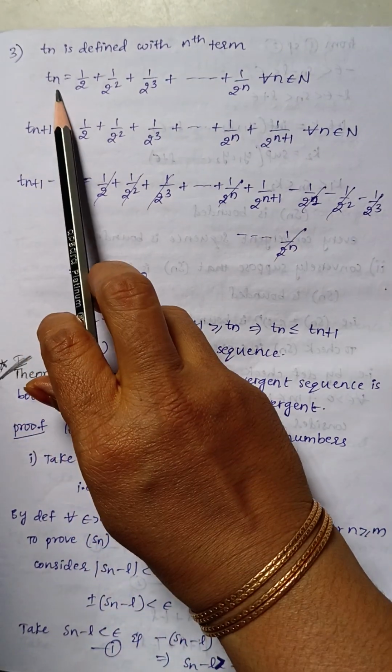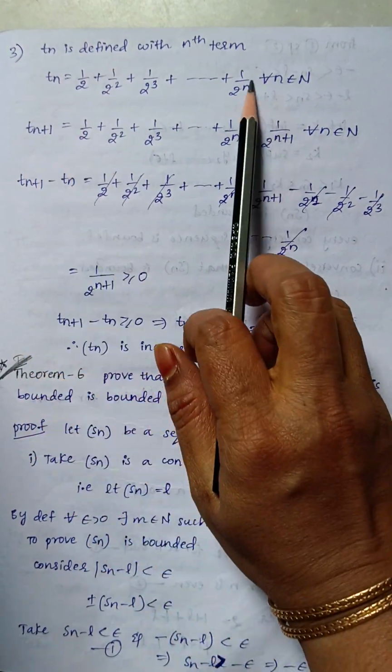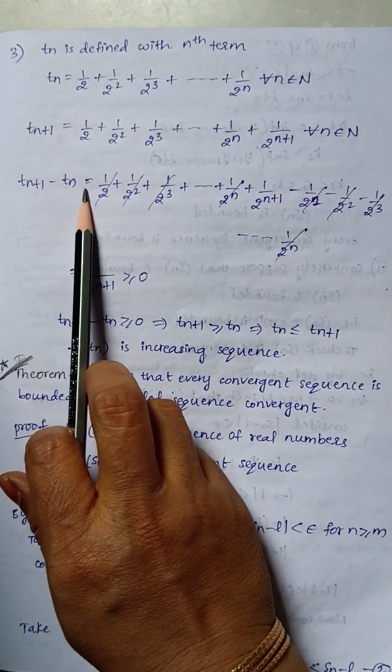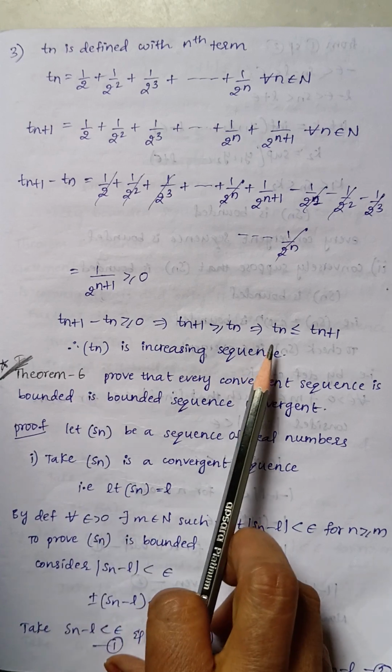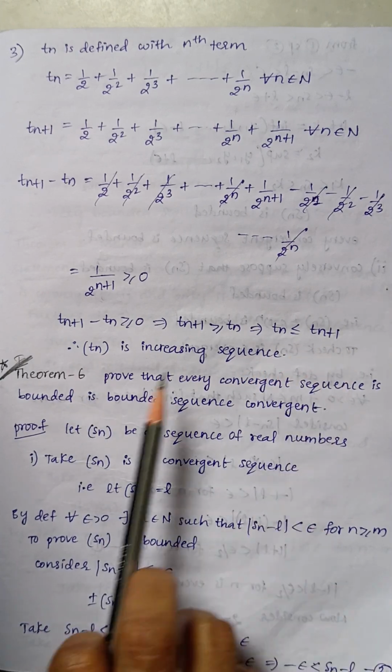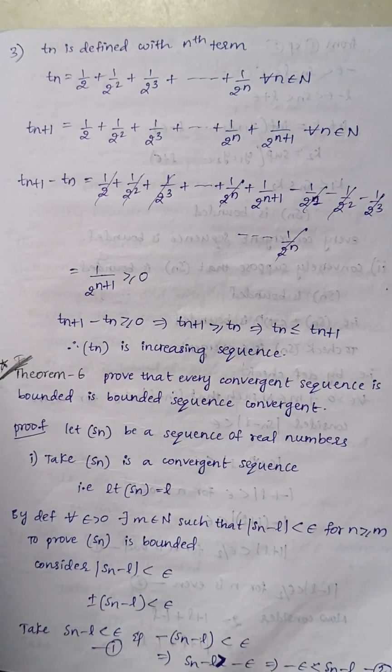See one more example, Tn is given like this. So Tn plus 1 means up to n plus 1. Tn plus 1 minus Tn, after cancellation we are getting this one. This is obviously positive, which means Tn is less than or equals to Tn plus 1. So it is an increasing sequence. Like this we can consider.